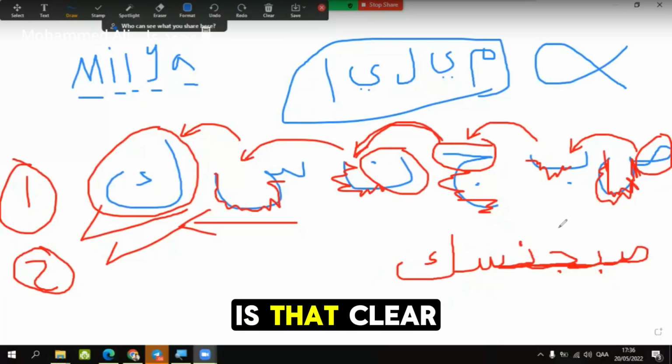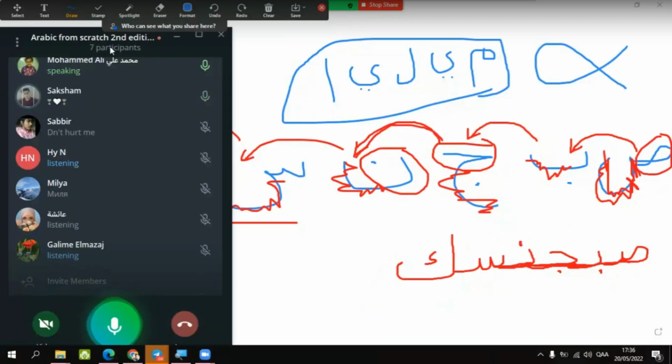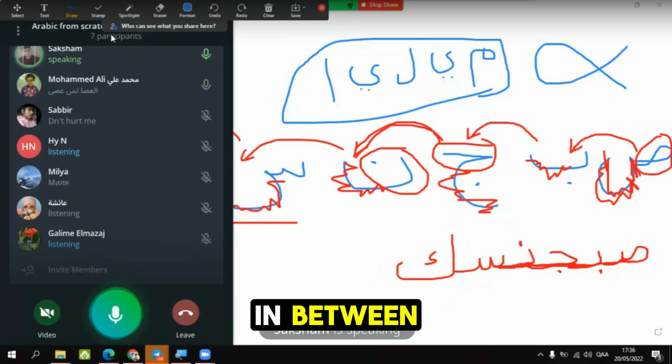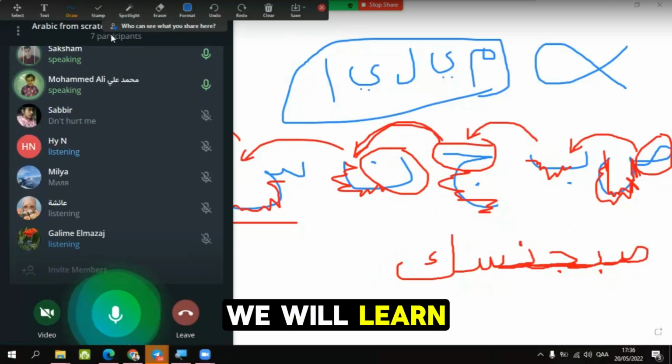Hi guys, is that clear? It's clear, but I will ask you something. When you write kaf in between, it changes the form, right? Yeah, this is just an exception. We will learn it in the future.